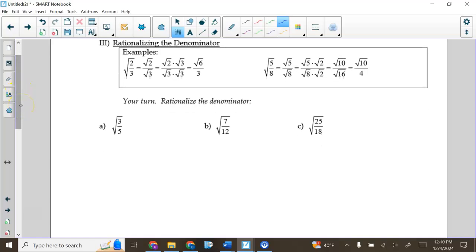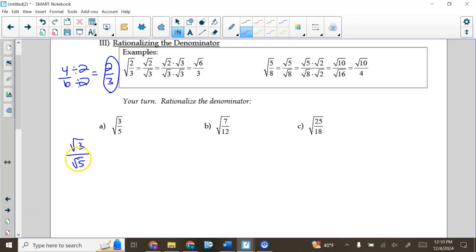Rationalizing the denominator. This is the idea that we cannot leave a radical in the denominator. It's kind of like leaving a fraction like 4/6 unsimplified. I can take a 2 out of both, so I'd end up getting 2/3. 4/6 is the same as 2/3, so we have to simplify that. This one we have to simplify the same. The idea is the same as this, only the process is different.